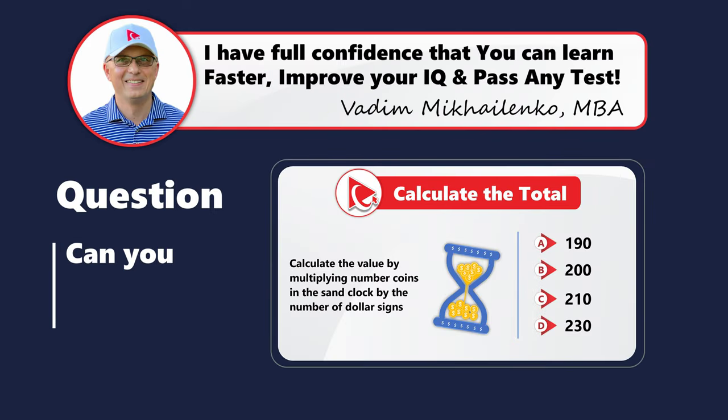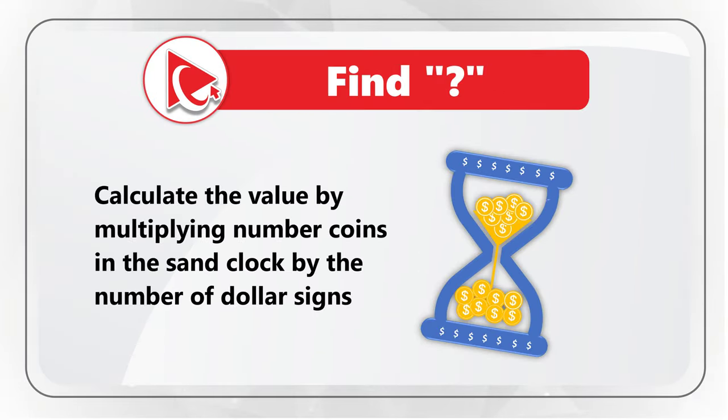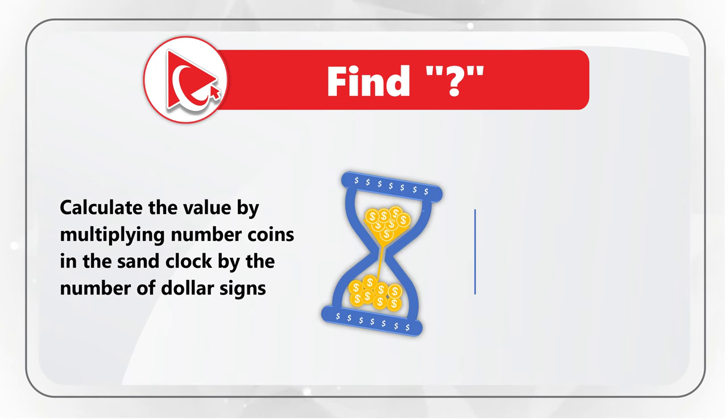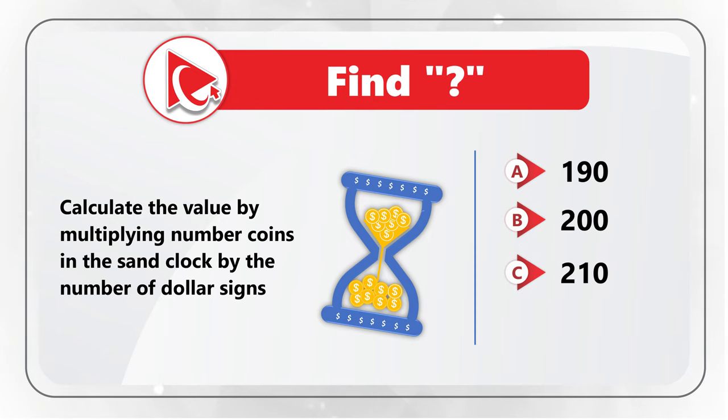Here's an amazing question to test your math skills. You need to calculate the value by multiplying the number of coins in the sand clock by the number of dollar signs at the top and at the bottom. And calculations should be one of four possible choices. Choice A, 190. Choice B, 200. Choice C, 210, and choice D, 230.